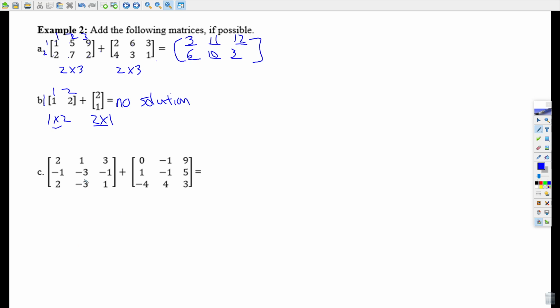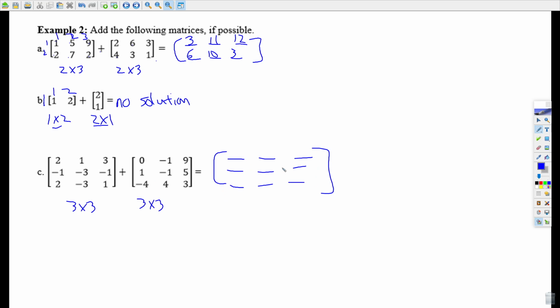All right, then part C. It looks like we have a 3 by 3 adding to another 3 by 3, so we should be good. And it's going to output a 3 by 3. So we have 1, 2, 3, 1, 2, 3, 1, 2, 3.